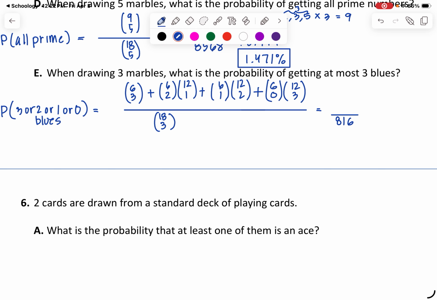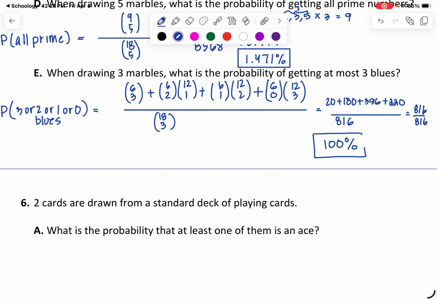I already did it, not gonna lie. Okay, so 6 choose 3 is 20. Plus 6 choose 2 times 12 choose 1 is 180. Plus 6 choose 1 times 12 choose 2 is 396. Plus 6 choose 0, which is 1, times 12 choose 3, which is 220. If you add those up, you get 816 over 816, which is 100%.